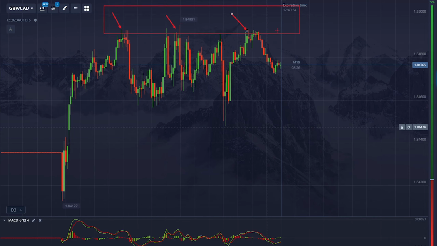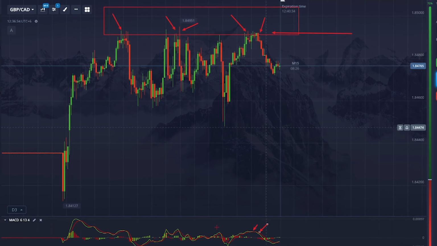We can see that a resistance zone has formed here. The price approached it several times but never managed to break through. There are very long wicks in this area, but the price did not consolidate here. Accordingly, the price is bouncing off this level. And according to the MACD indicator, we can clearly see that the green line crossed over the red line from top to bottom. Accordingly, a downward impulse has formed in this specific area.